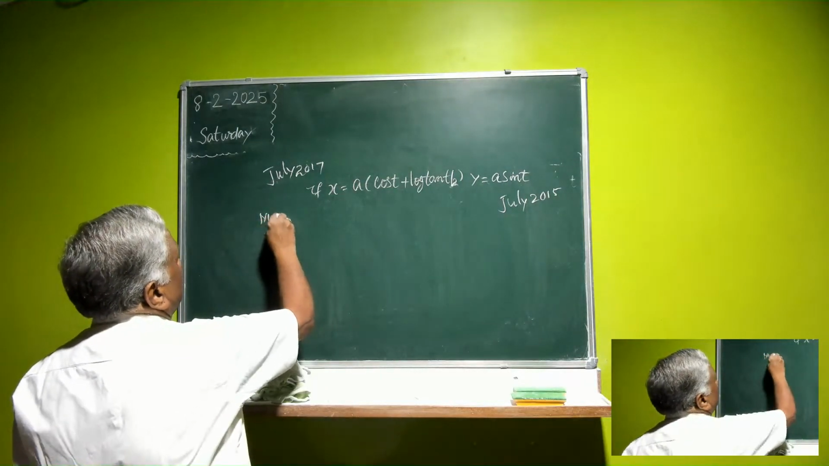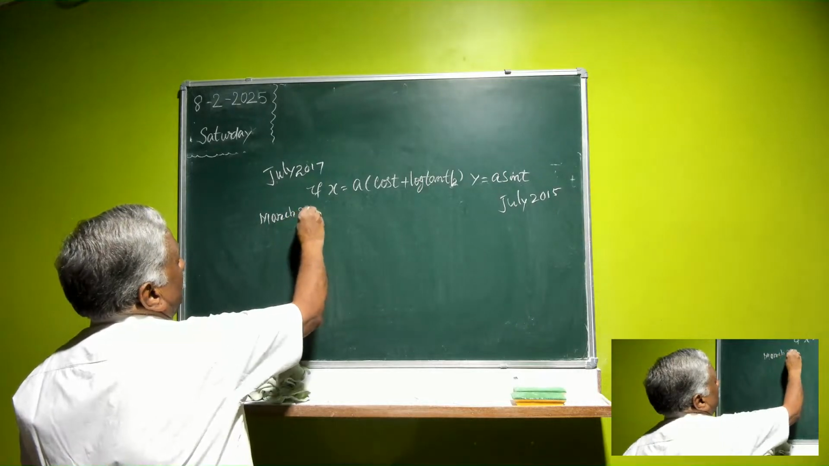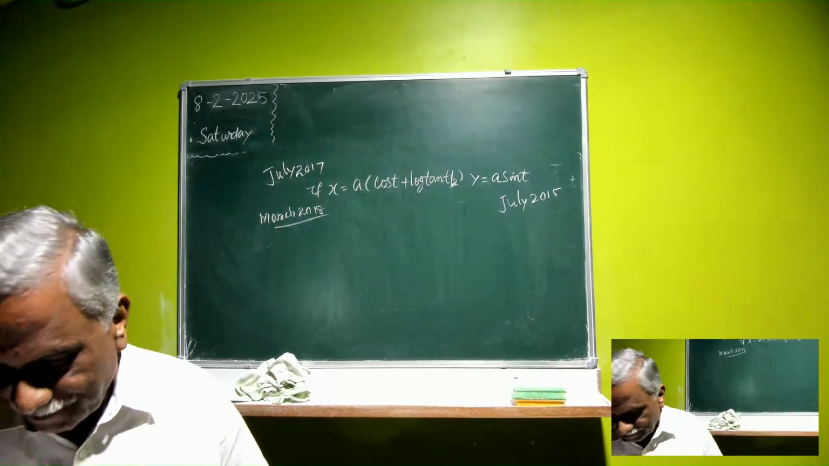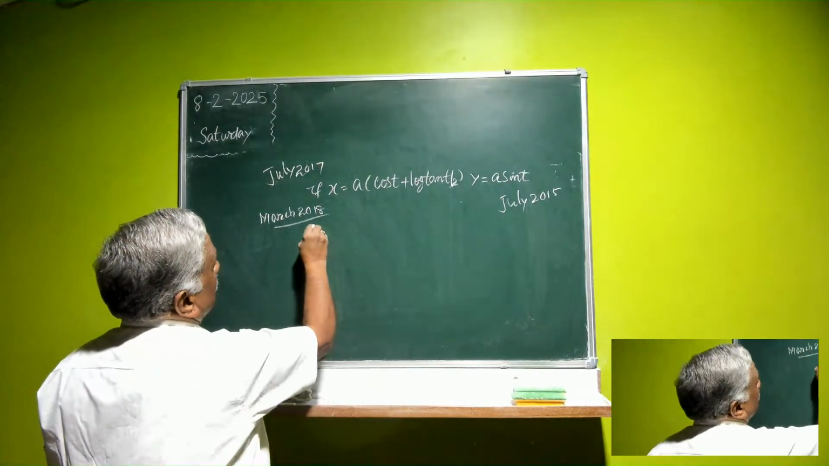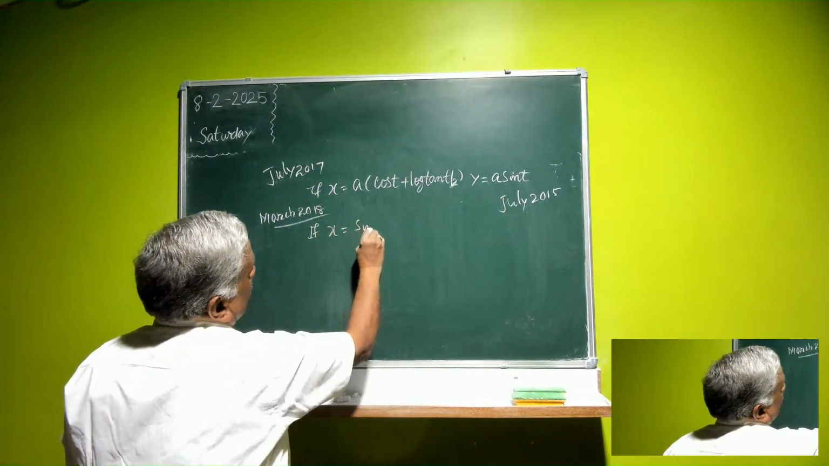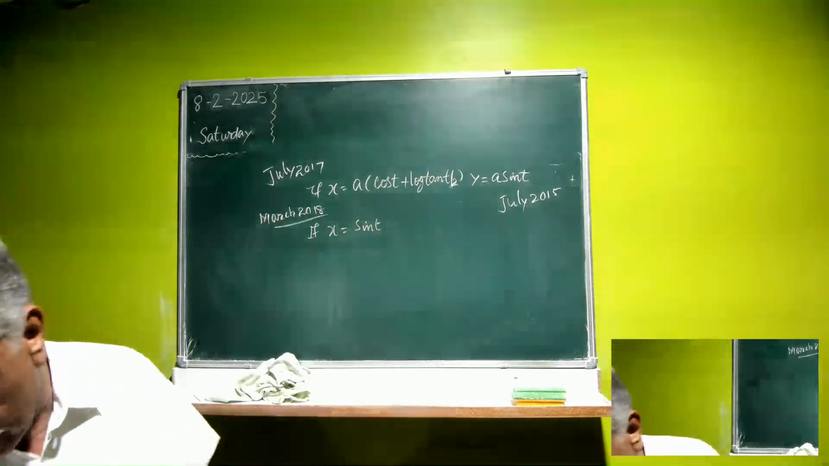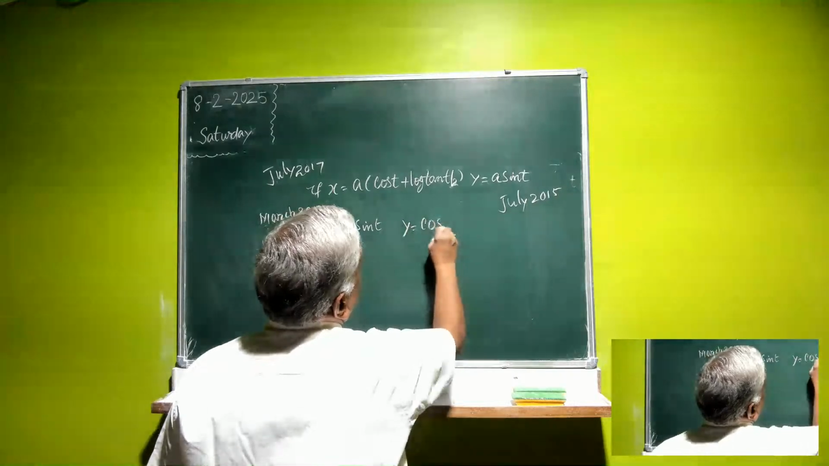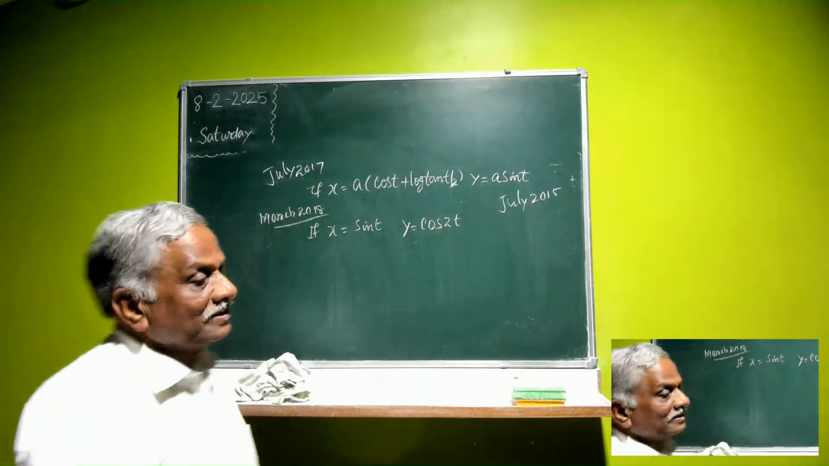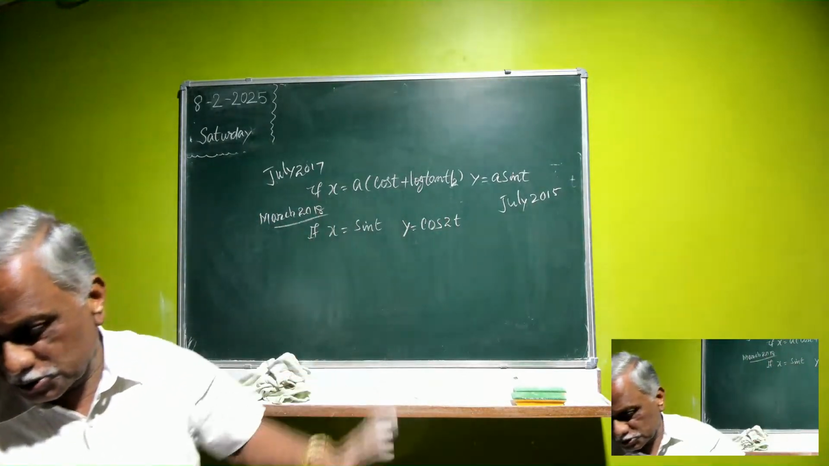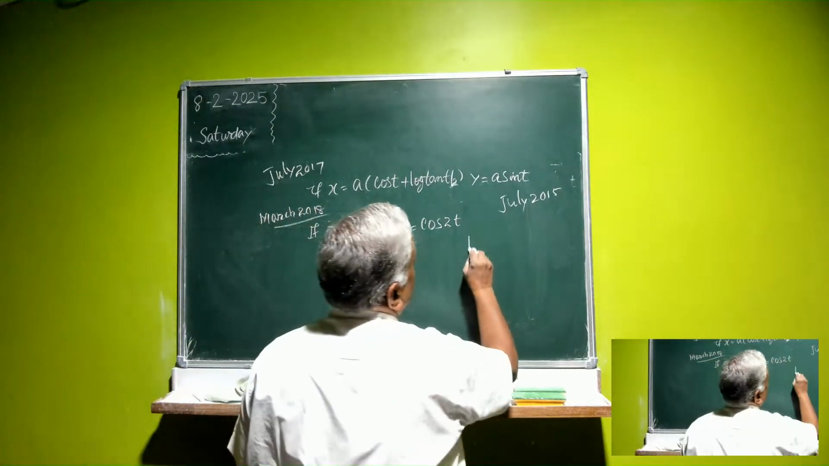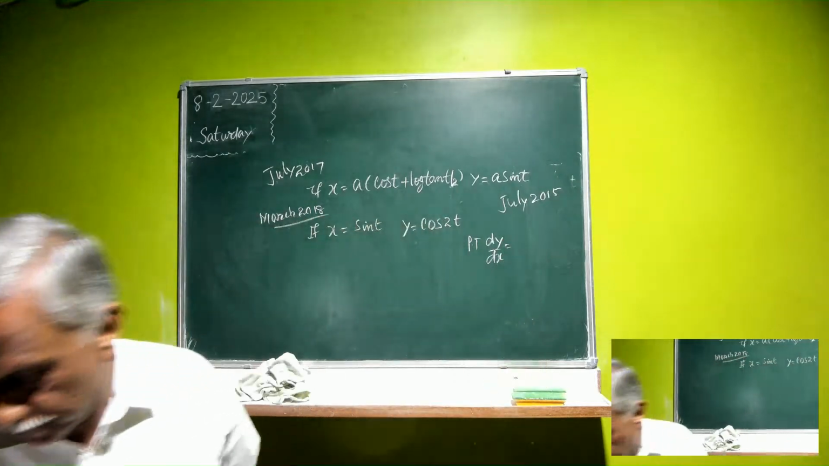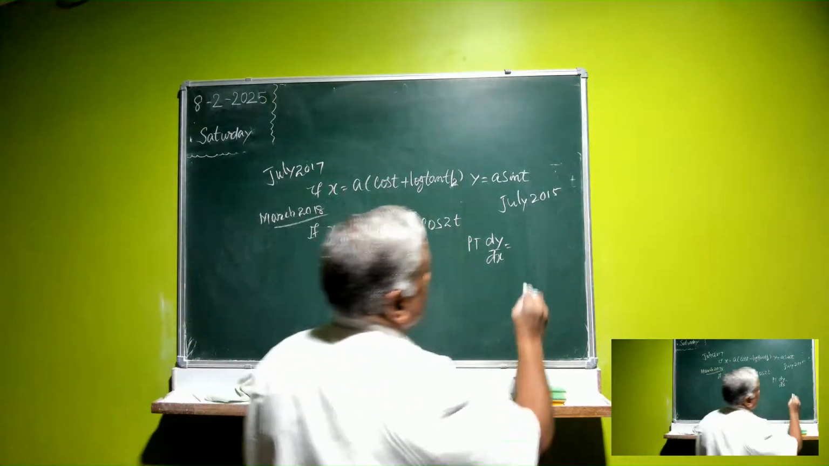March 2018 papers. If x is equal to sin t, y is equal to, you have to be very careful, copy the problem, cos 2t. Here it is just sin t, here it is cos 2t. Prove that dy by dx is equal to minus 4 sin t.